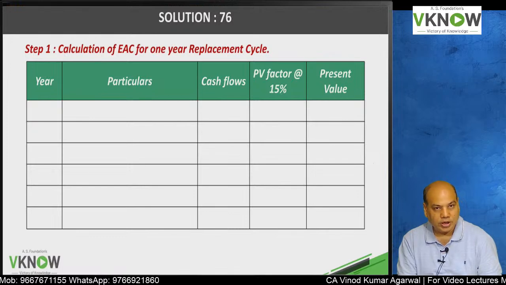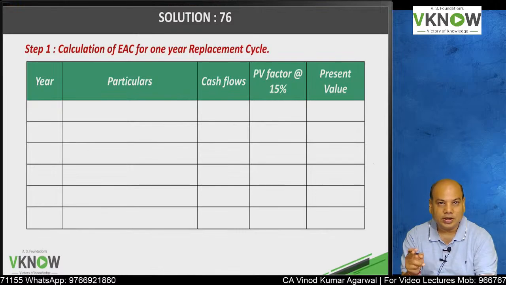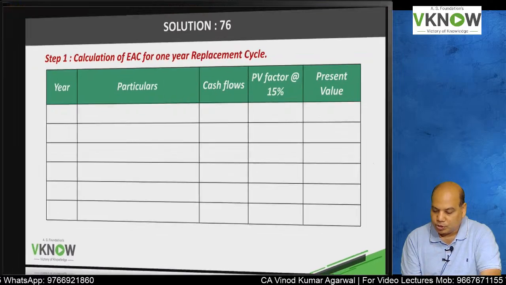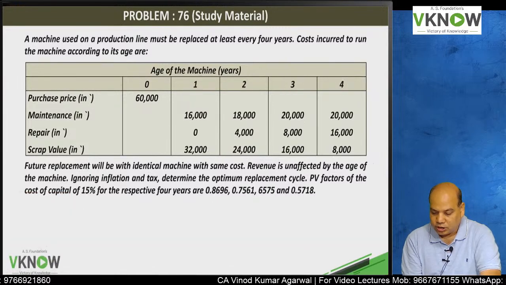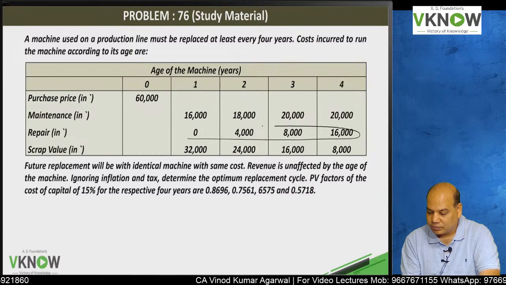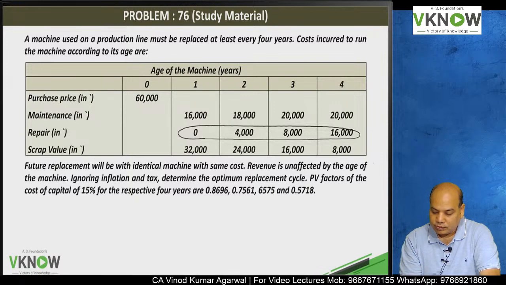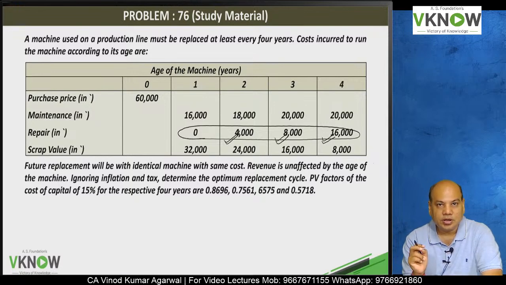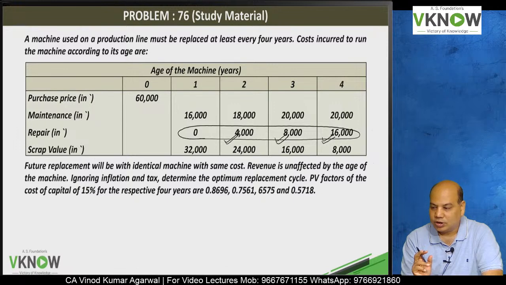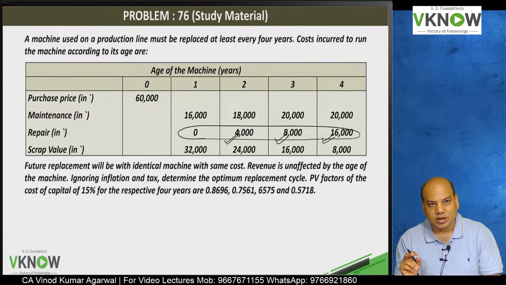So please write. Already we have done one question. Now what is the difference between this question and the earlier problem? This problem does not tell you that repair will be incurred only if the machine is to be retained. So in this question we are going to incur repair cost irrespective of whether the machine has to be retained or not. Whether the machine has to be retained or not, we have to incur the repair cost in the respective year.